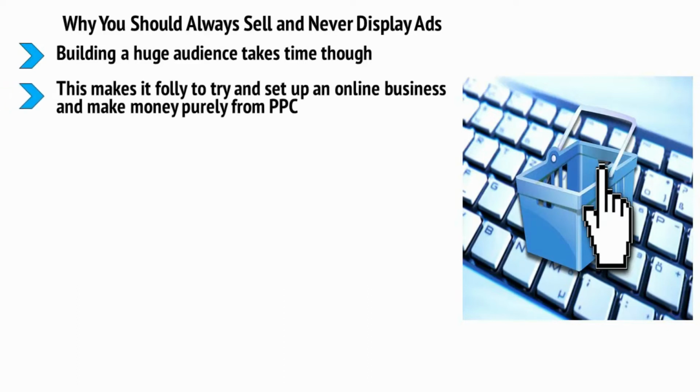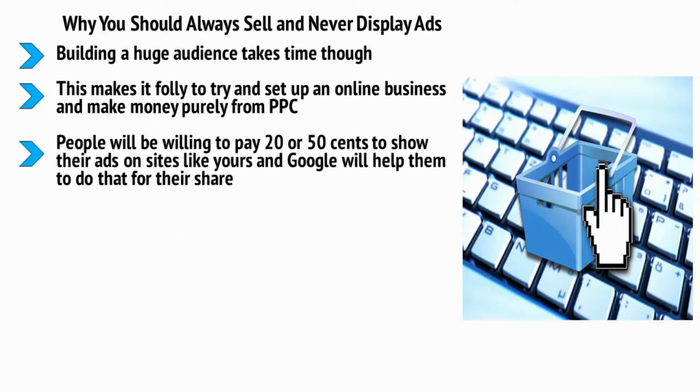This makes it folly to try and set up an online business and make money purely from PPC, because that's the strategy that a lot of first-timers will try to use. Google AdSense is just like AdWords, except it goes onto websites like yours. People will be willing to pay 20 or 50 cents to show their ads on sites like yours, and Google will help them do that for their share.